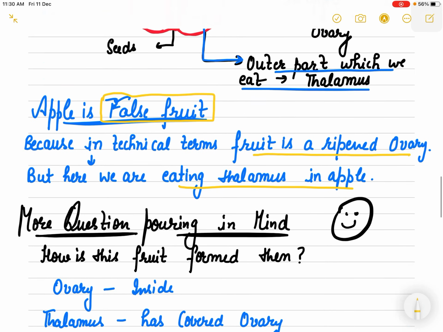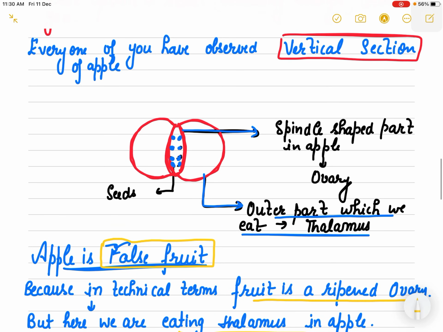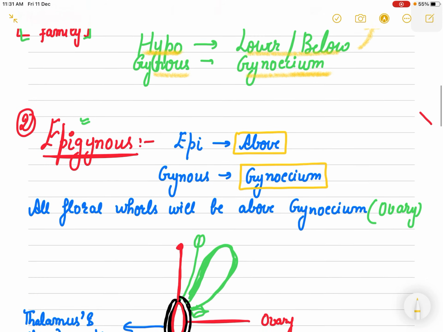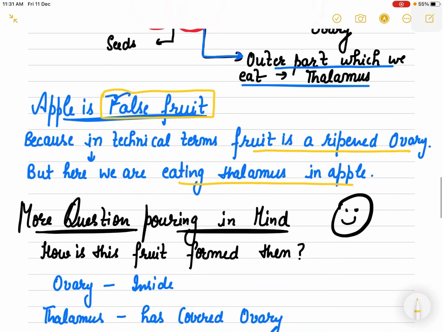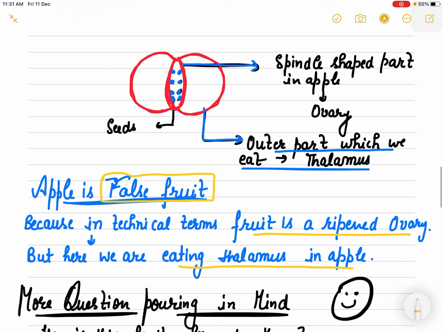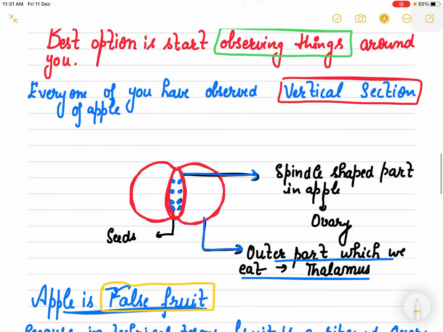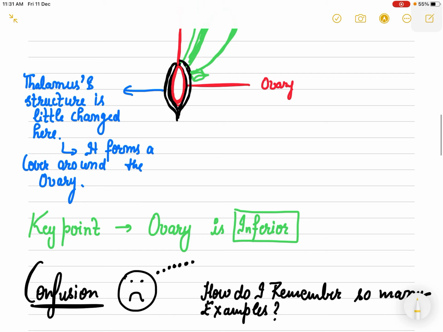Now you will ask me, ma'am, what does this have to do with our example? Why are we going to discuss them in epigynous? We have not reached that point yet. See, observe carefully, where is the ovary? Inside. Inside of what? What are you observing on the outer side? Thalamus. Thalamus has formed a cover around the ovary.